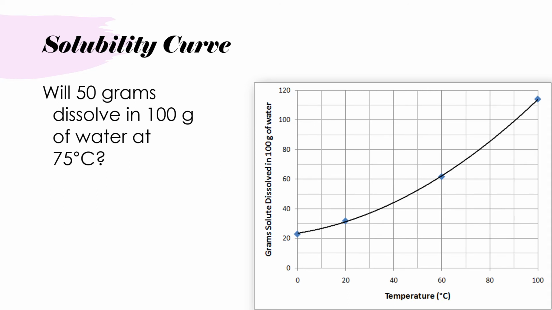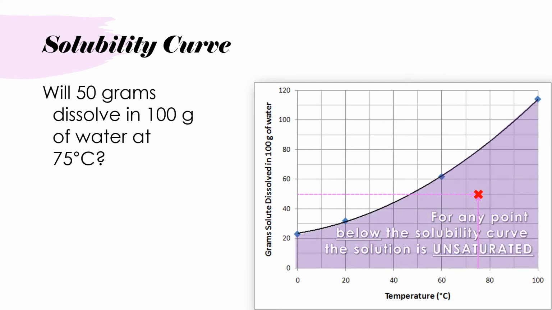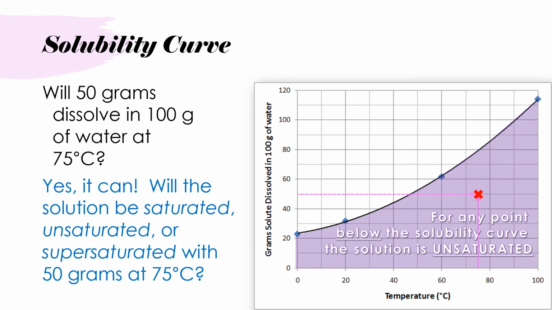The next problem. Will 50 grams dissolve in 100 grams of water at 75 degrees Celsius? Let's plot these values. Going to 50 grams on the y-axis, we meet with 75 degrees Celsius. We have a point. It is now below the solubility curve. So the answer is yes. It is unsaturated, and by definition, we can dissolve more solute. Remember, any point below the curve is considered unsaturated.